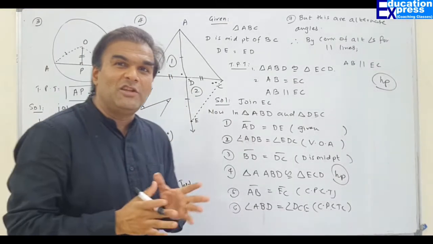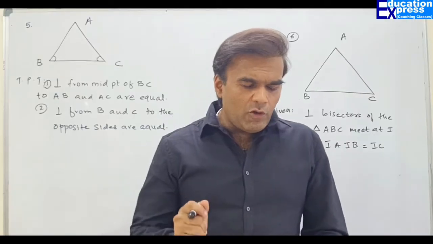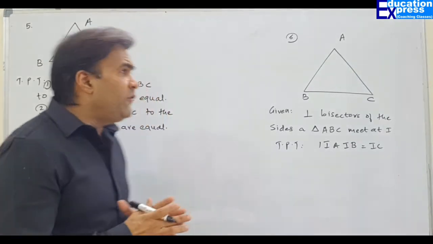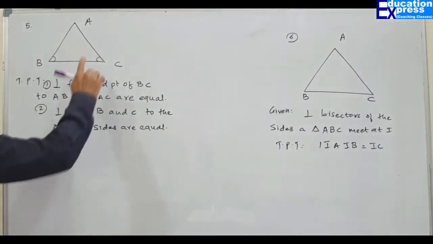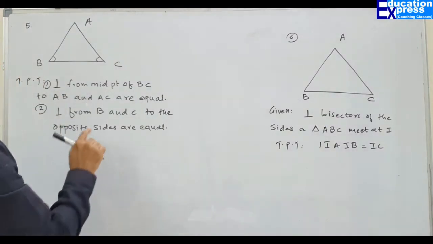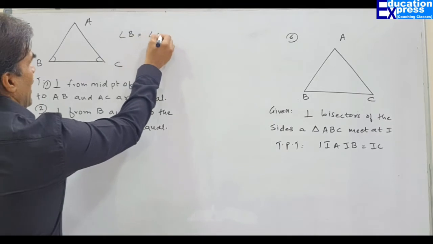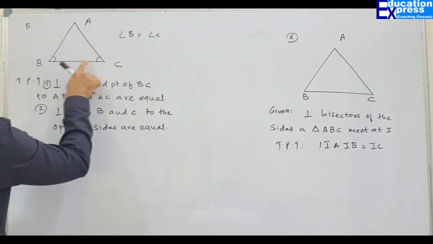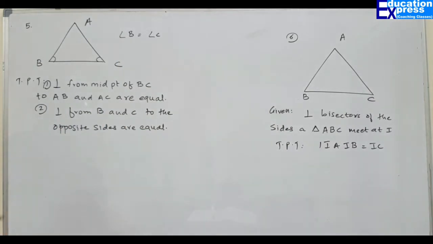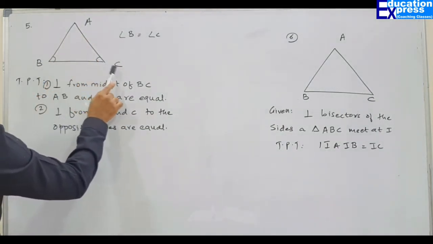With this, question number 3 and question number 4 come to an end. Let us move on to question number 5. If you look at question number 5, the information given is that triangle ABC is given. Also, angle B is equal to angle C. This information is also given to us in the question.